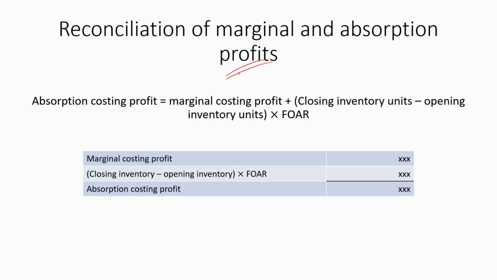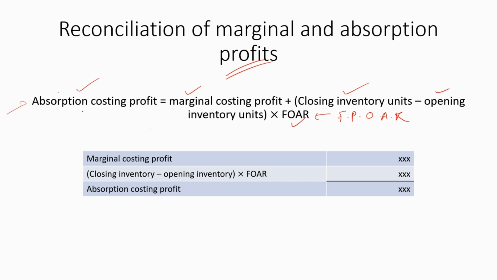Now let's reconcile the marginal and absorption costing profits. Using this formula, we can calculate the absorption costing profit. This is the formula we use to reconcile the marginal and absorption costing profits. So the absorption costing profit is equal to marginal costing profit plus closing inventory units minus opening inventory units multiplied by the FOAR. This is the fixed production overhead absorption rate.